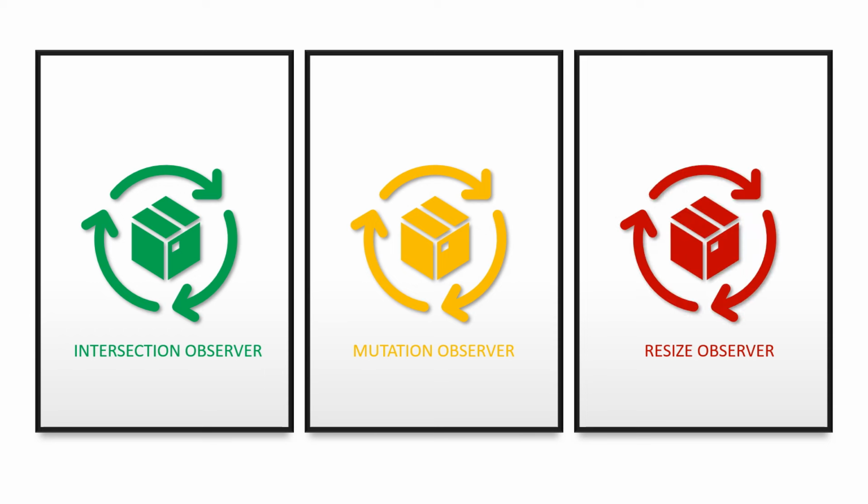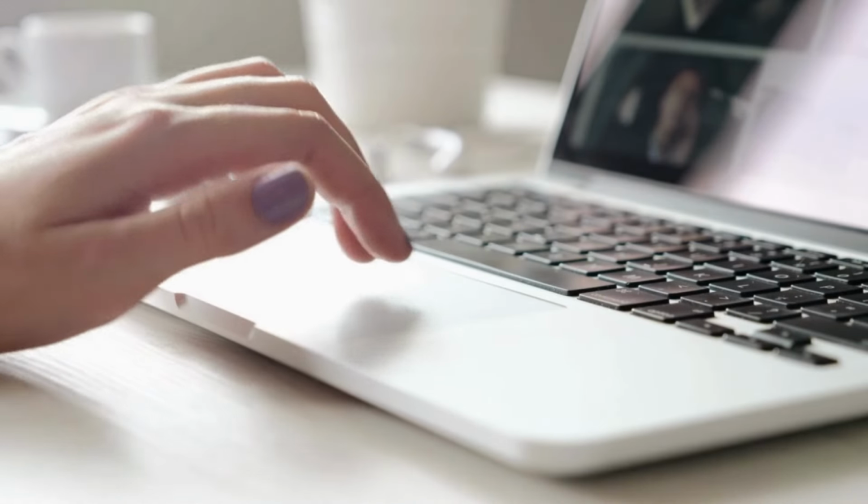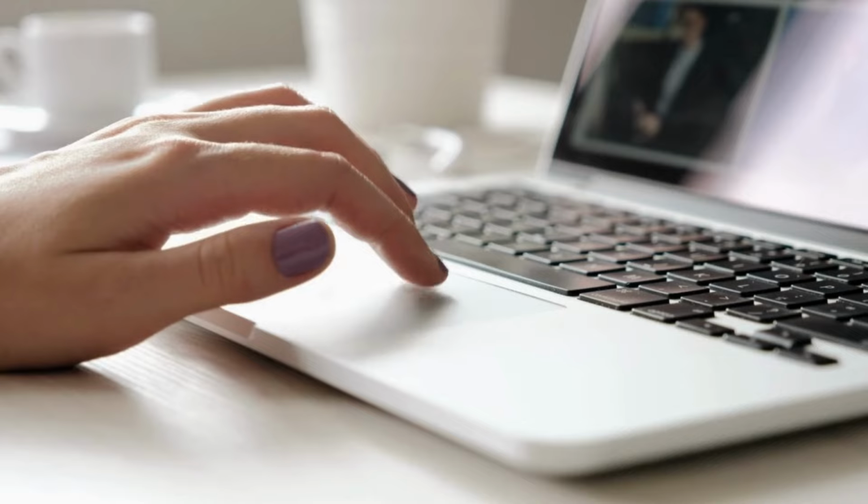Intersection Observer is one of three observer-based JavaScript APIs. The other two are the Resize Observer and the Mutation Observer. But Intersection Observer is basically the most useful one. With it we can make things like infinite scroll, lazy-loading images, and scroll-based animations.